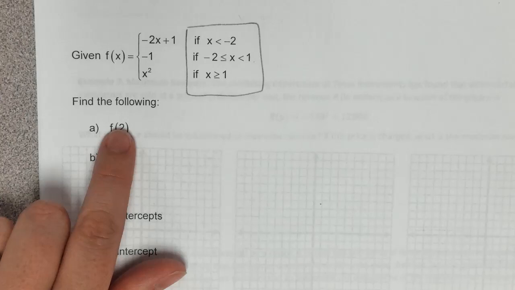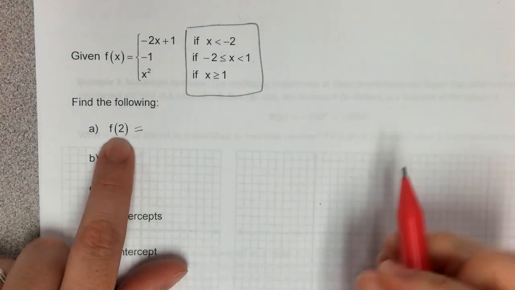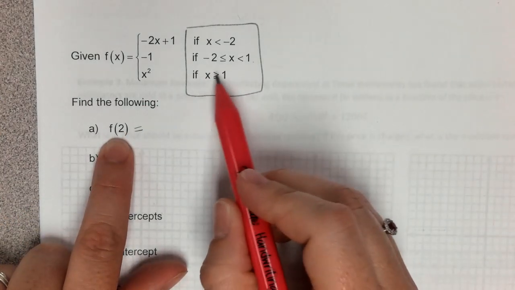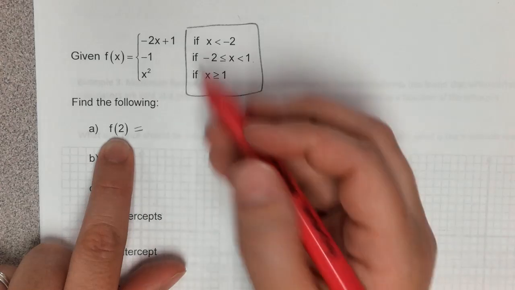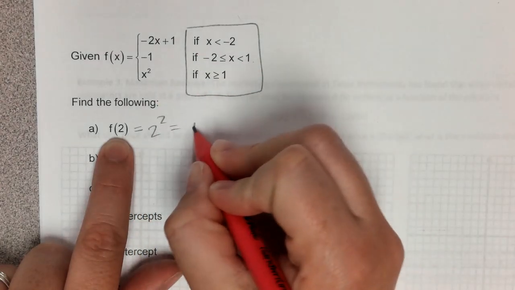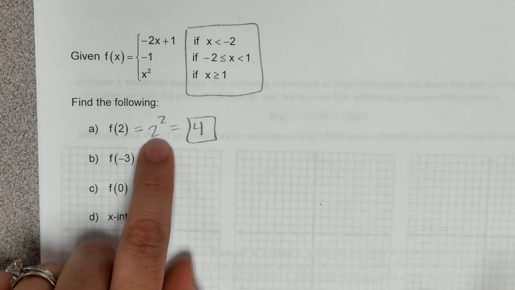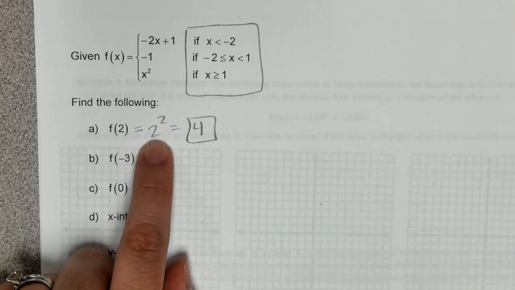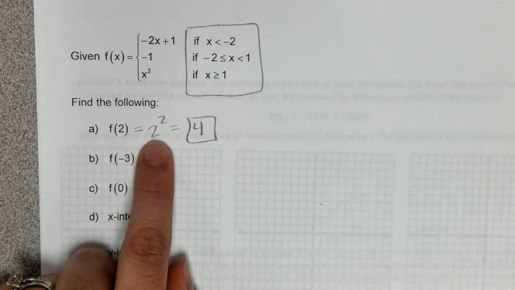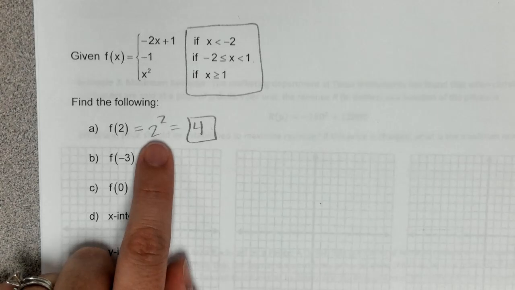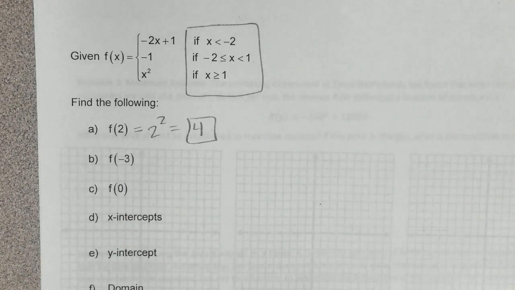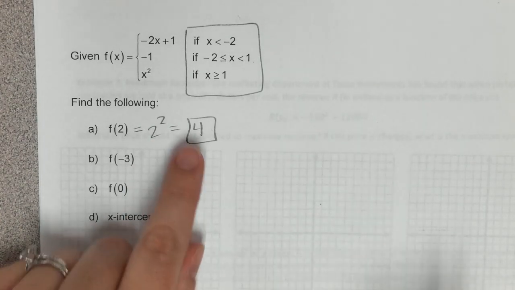Okay, so f of 2, since 2 is greater than 1, we're going to use the third piece. So we're just going to do 2 squared is 4. You have to show me your work. I know that you guys can do 2 squared in your head. Why do you think you have to show me your work on this? So that I know you picked the correct piece. I'm like, hey, you picked the x squared piece.